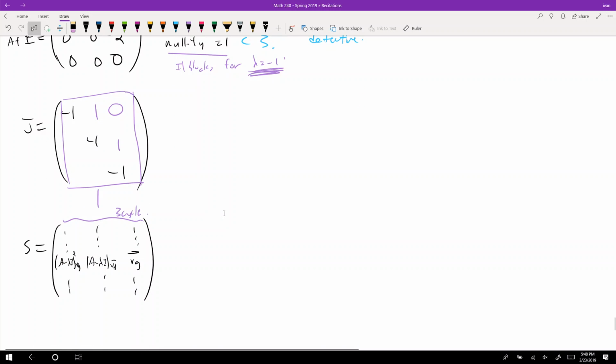Okay, so now what? Remember, what are the conditions here? The conditions are that VG satisfies (A minus lambda I) to the power of the length of your cycle, which is 3, so you have to cube that, times VG is equal to 0. And (A minus lambda I) squared times VG is not 0.